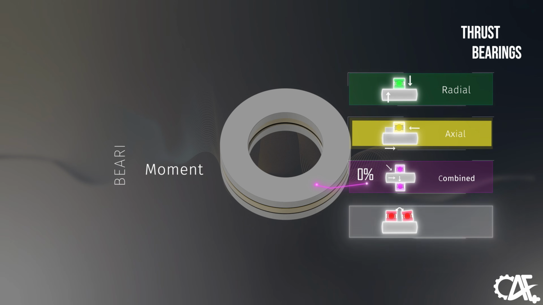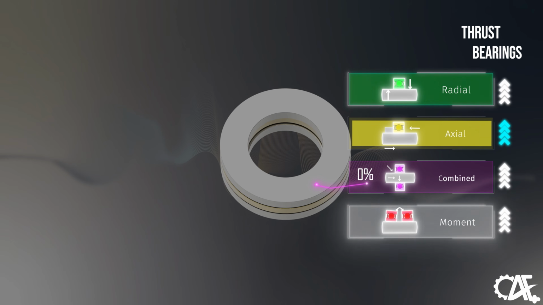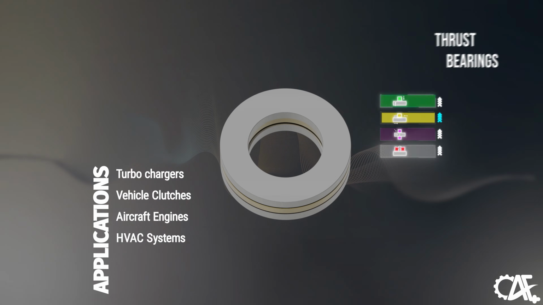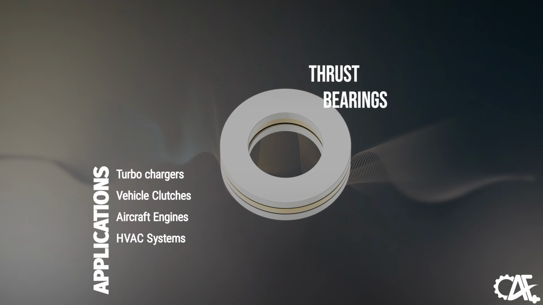The benefits of thrust bearings include their ability to handle high axial loads and their compact design, which is invaluable in space-restricted applications. Thus, they find common use in turbochargers, vehicle clutches, aircraft engines, and HVAC systems.